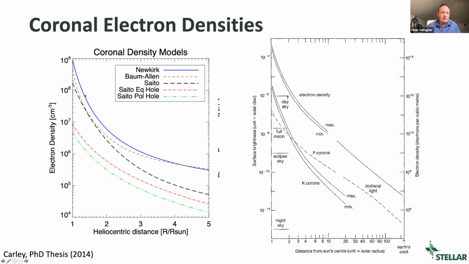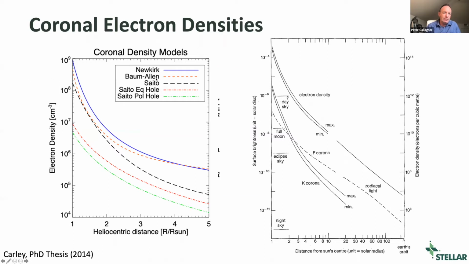In this case here, we have a variety of different both measurements and models. Here's the surface of the sun. Here's 5 solar radii. The electron densities in an active region will be about 10^9 electrons per centimeter cubed. And this model here, which is commonly used, is called the Newkirk model. And you can see the way it drops off here, almost exponential looking.